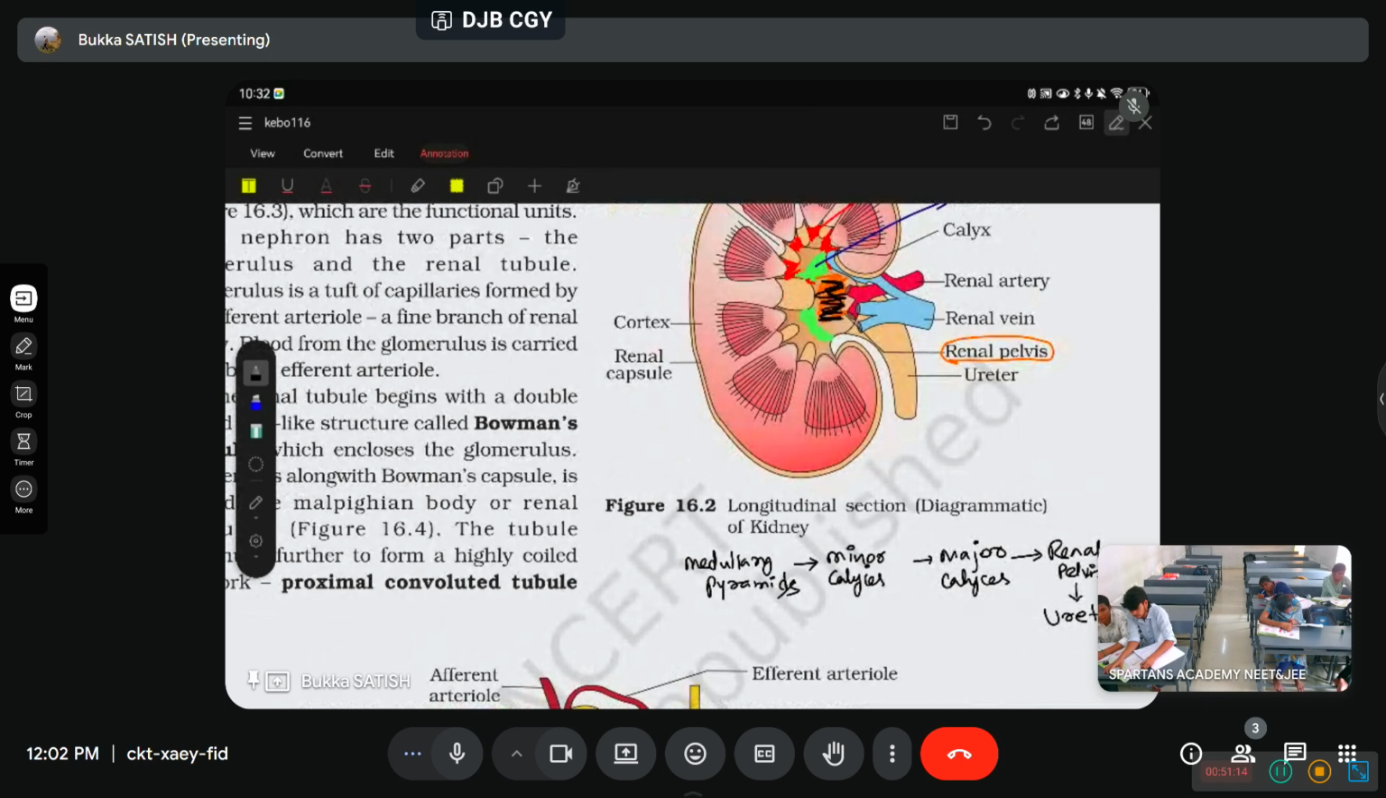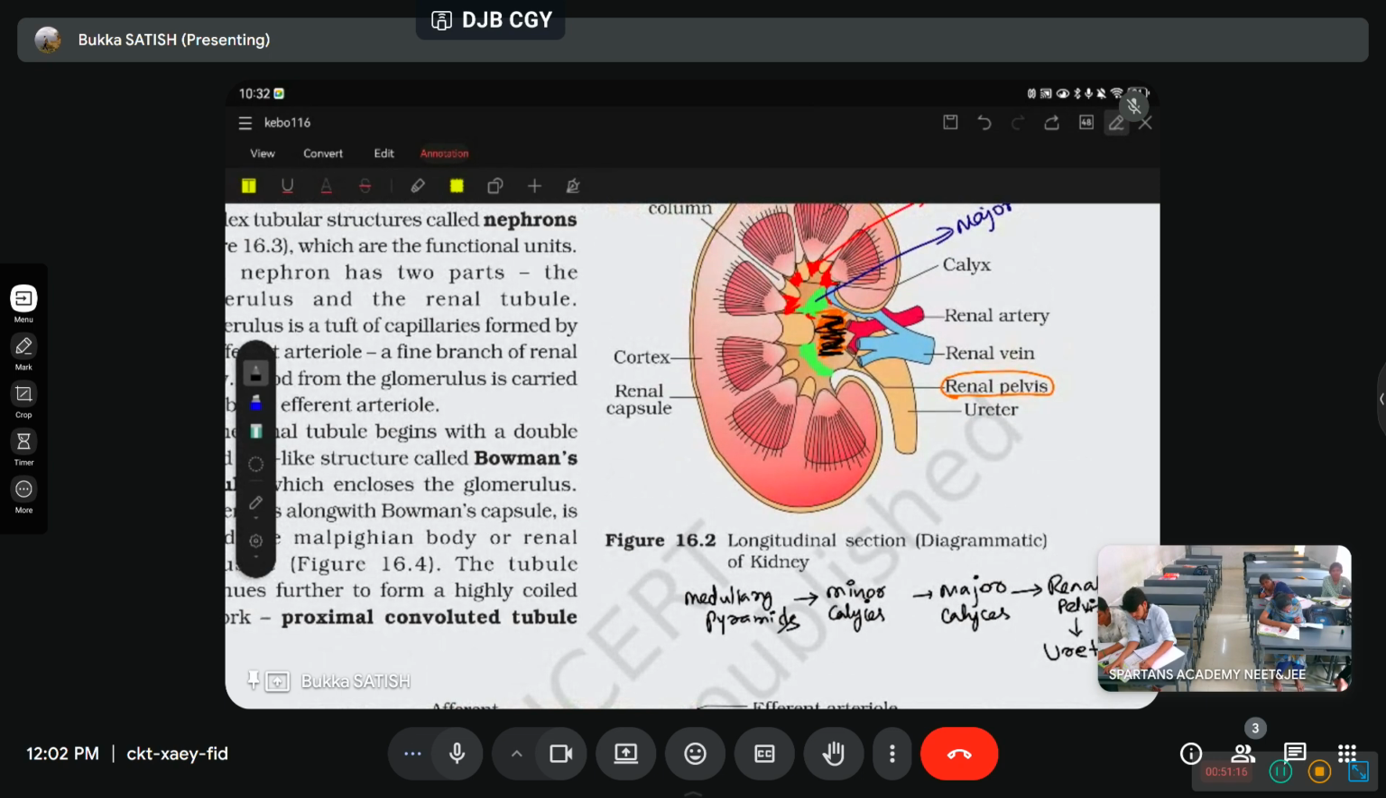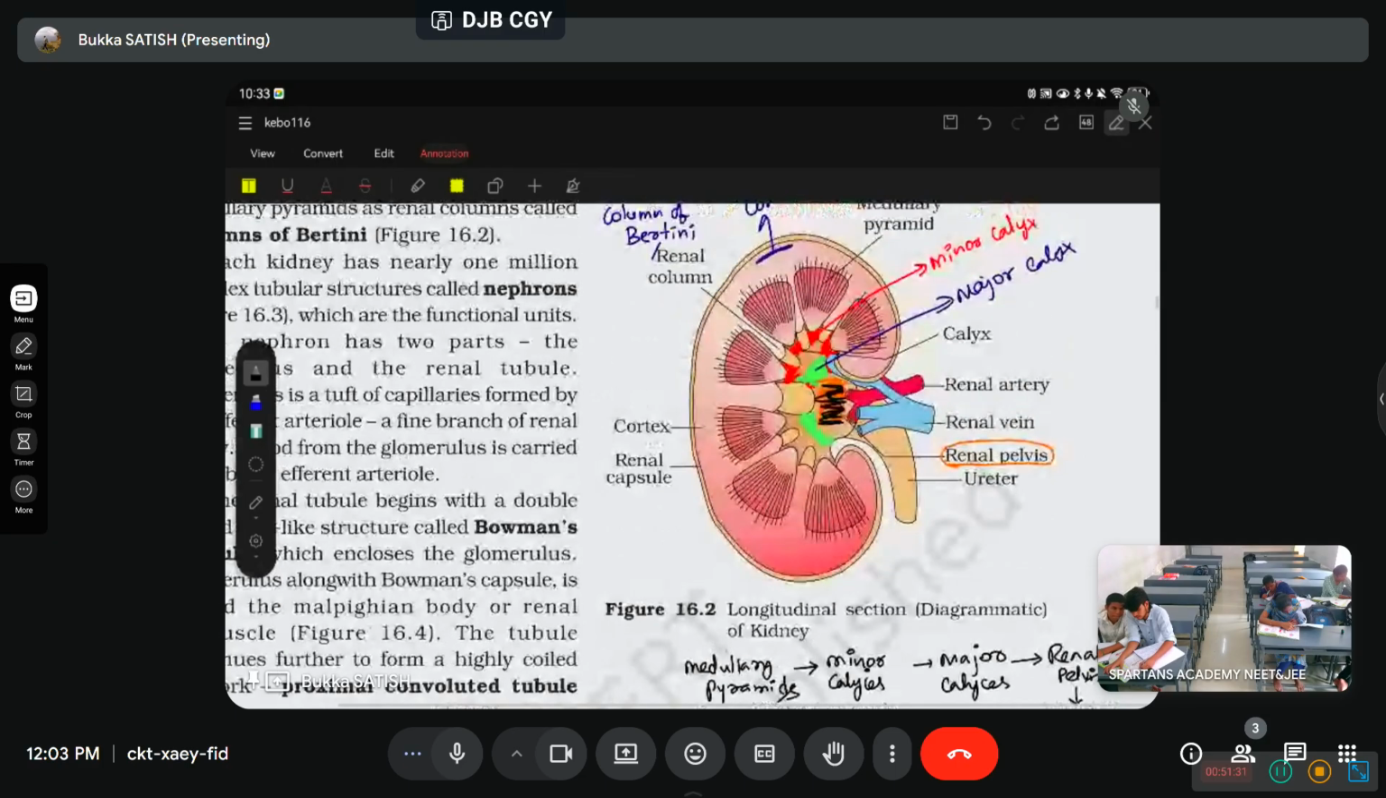Now this part you need to be very clear. Just let me know if you don't understand any. Each renal pyramid is opening into a smaller calyx, minor calyx. Minor calyxes are joined to form the major calyx. Major calyxes are opening into the renal pelvis. Renal pelvis is opening into ureter. This is how the arrangement is.